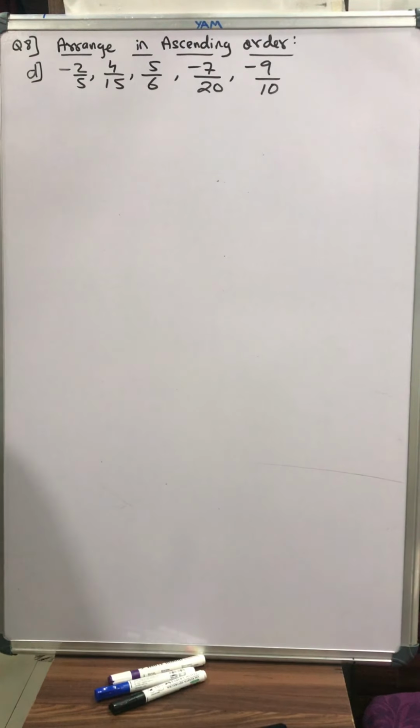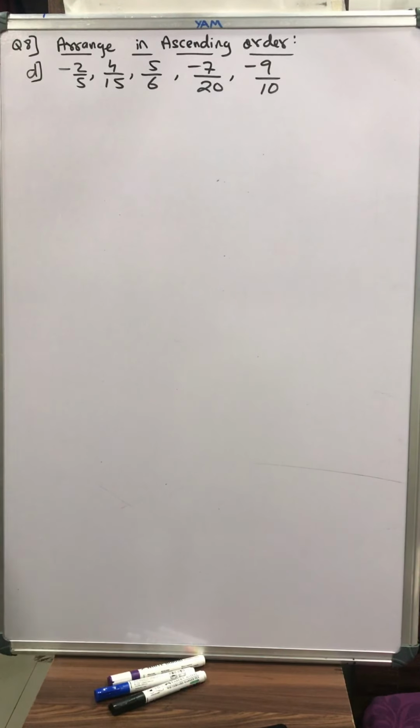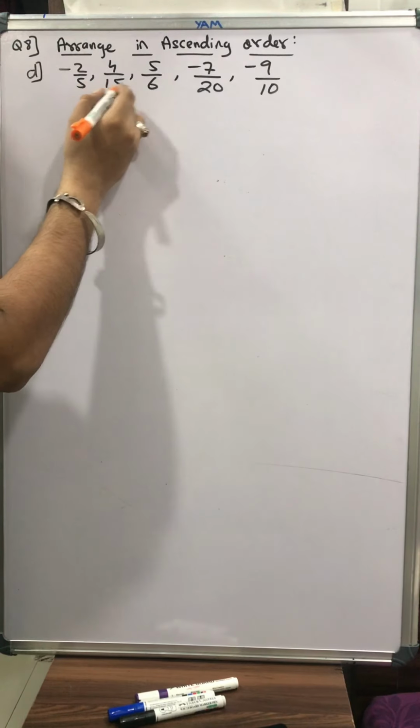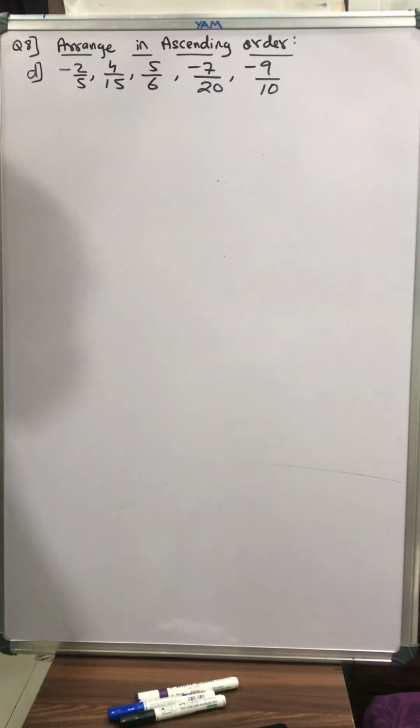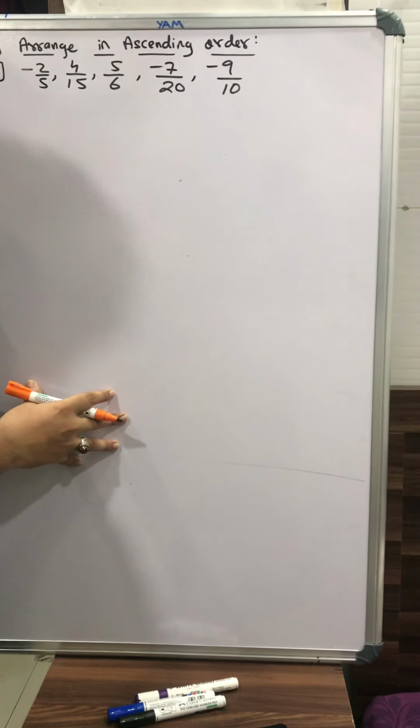And to make the denominators the same, what we do, students, is always take the LCM. So this time also I'll be taking the LCM. LCM of what? LCM of 5, 15, 6, 20 and 10. How to take it? Please see carefully on the board.